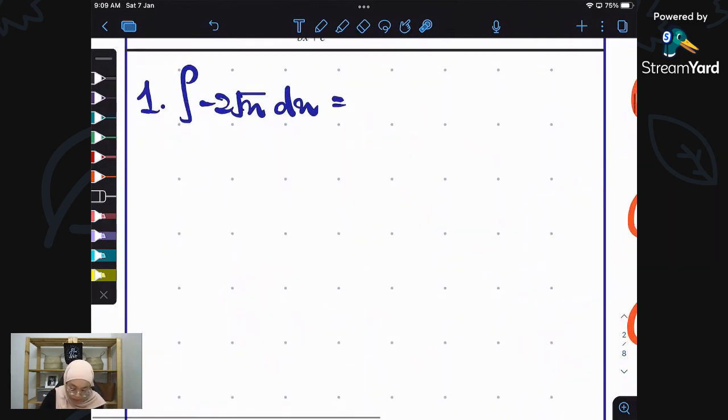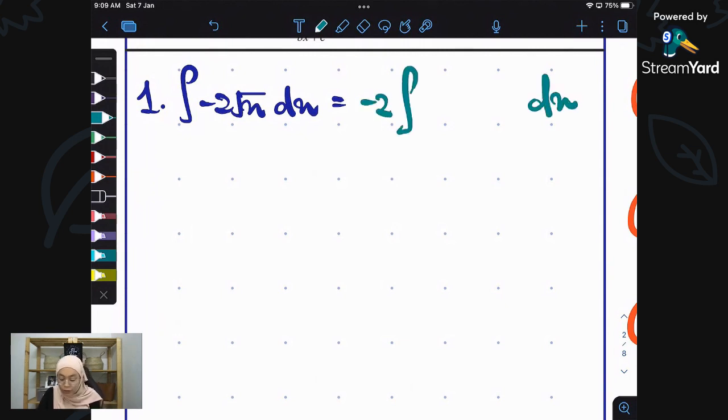So the first example is, the first step, I would say. The first step is to bring out the -2. Okay, bring out the -2. And then I write down the symbol of integral with dx, meaning I'm trying to integrate with respect to x. Okay, you understand that clearly already. And then what is left inside? Inside here only the square root of x is left. Am I right?